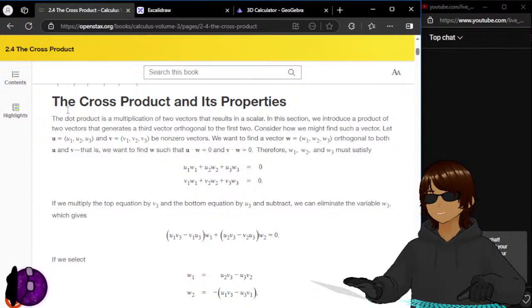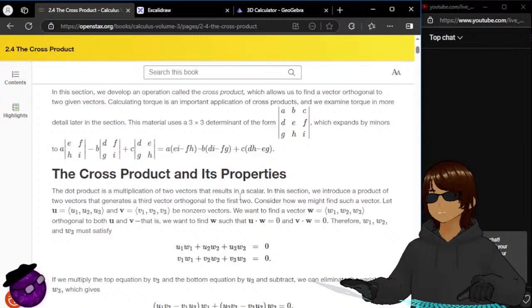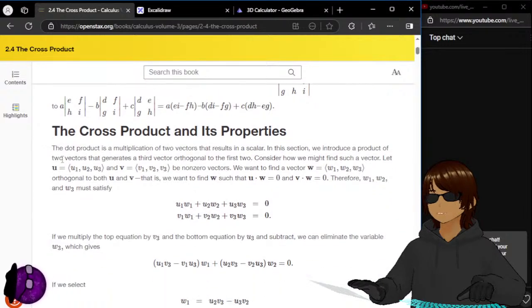The cross product and its properties. The dot product is the multiplication of two vectors that results in a scalar. In this section, we introduce a product of two vectors that generates a third vector orthogonal to the first two. Consider how we might find such a vector. Let u be this and v be this, non-zero vectors. We want to find w orthogonal to both u and v.